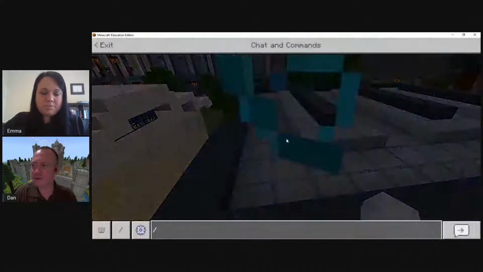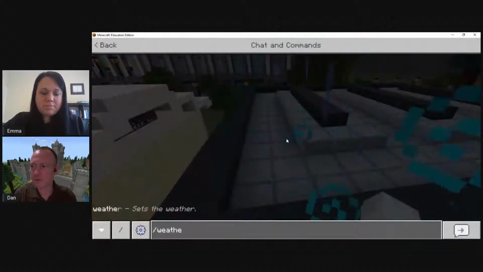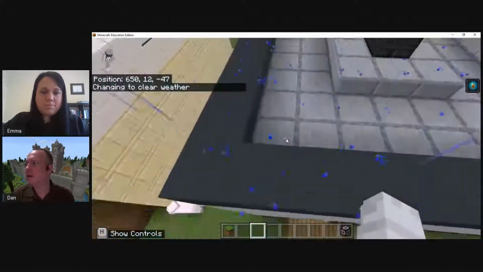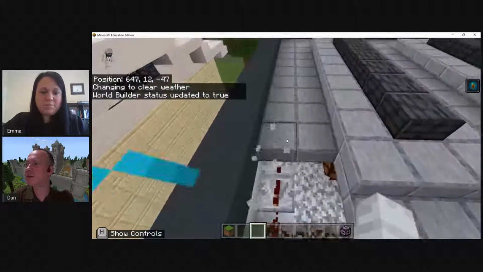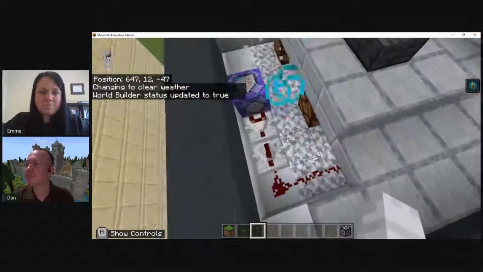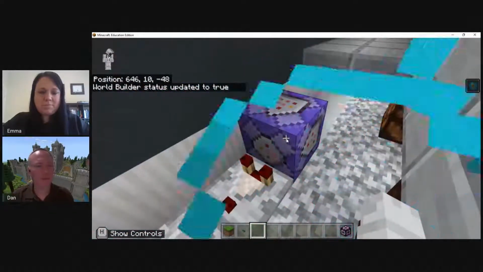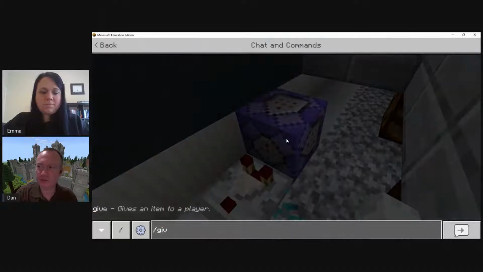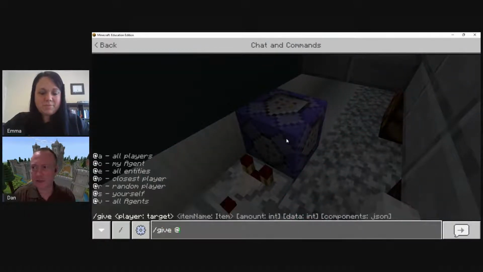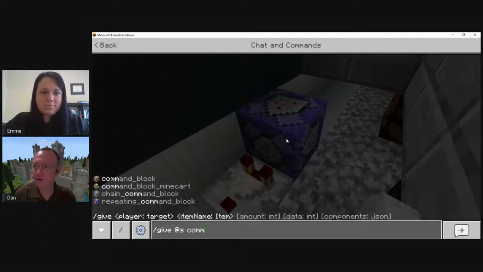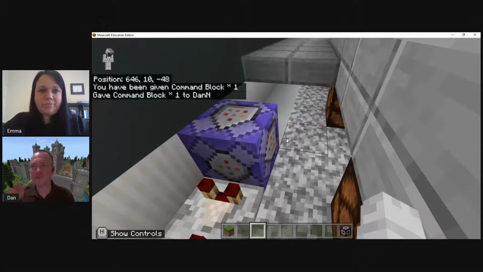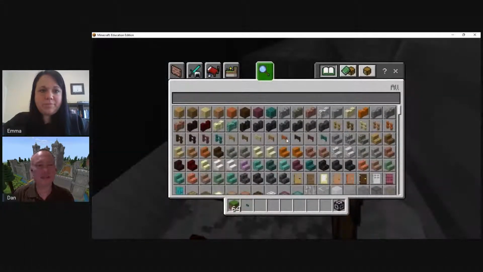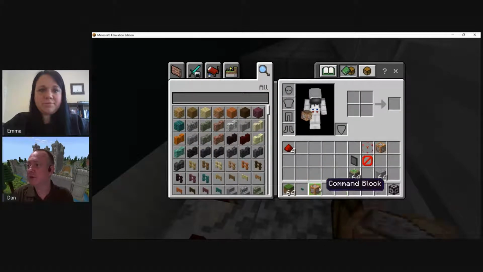Let's turn the weather off here. And just go into world builder mode. And I'm going to knock out some of these tiles here so you can see what I've done to build this. So I've got a command block here. You can give yourself a command block by typing in give @s, which is yourself, command_block. If you haven't used command blocks before, this is a whole other universe, but it really does allow you to add a lot of functionality to your Minecraft builds. So there's my Minecraft command block.